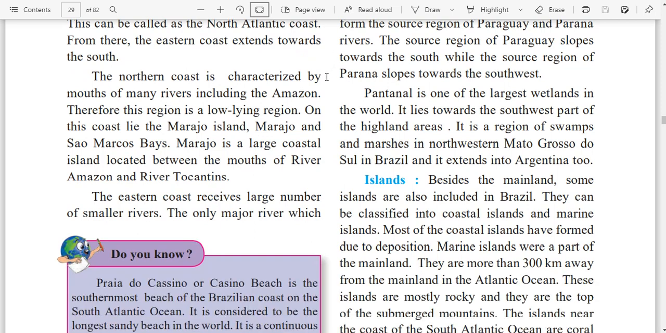The northern coast is characterized by the mouths of many rivers, including the Amazon. Therefore, this region is a low-lying region. On this coast lie Marajo Island, and the Marajo and Sao Marcos Bays. Marajo is a large coastal island located between the mouths of the River Amazon and the River Tocantins.